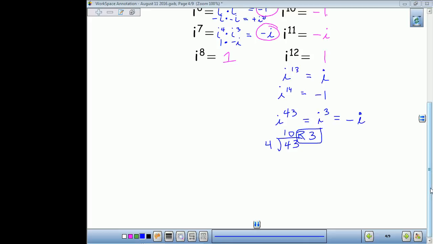Let's try another fun one. You ready? i to the 37. If we take 37 and divide it by 4, it goes in there 9 times, but we don't care about how many times it goes completely through the pattern. We care about the remainder part. So this is the same as i to the first, which is just i.